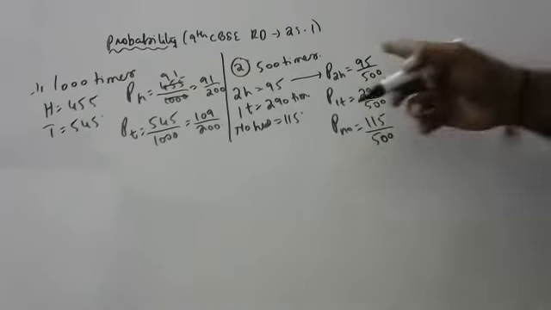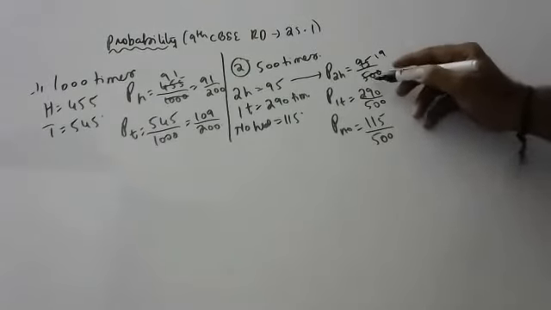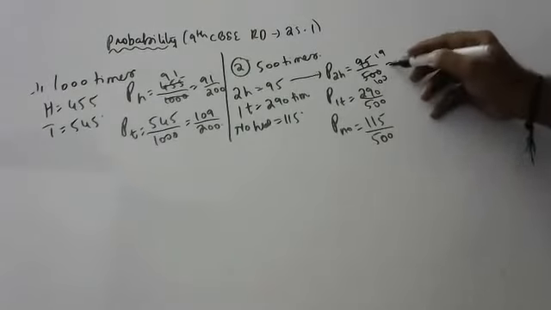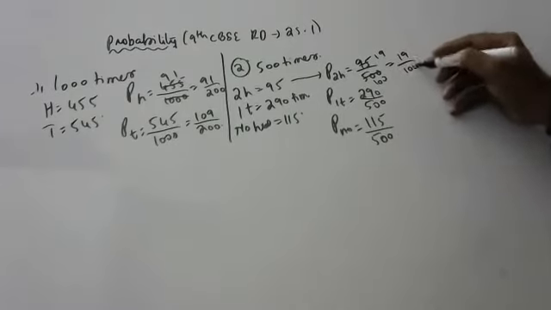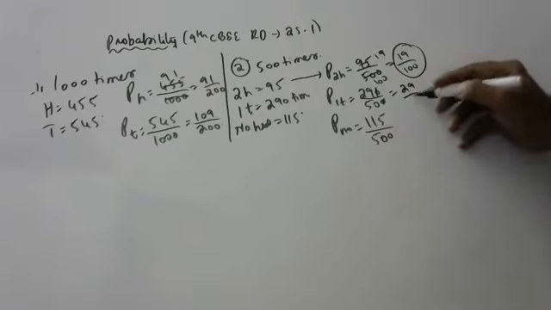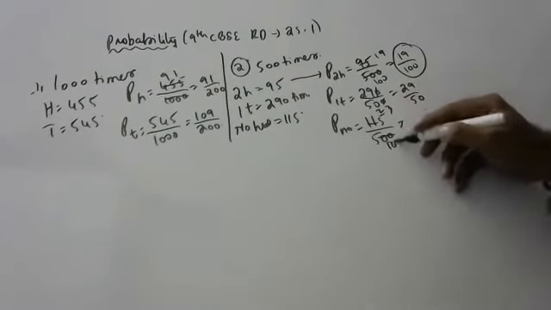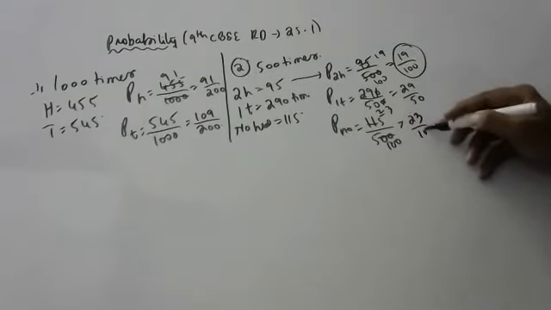Very good. Children, you have to simplify. Without simplification, you should not keep it, remember. I may not simplify because of the time factor, but in the exam you compulsorily have to simplify and write fractions like this. So this will be 29 by 50, and this will be 23 by 100. These are the individual probabilities.